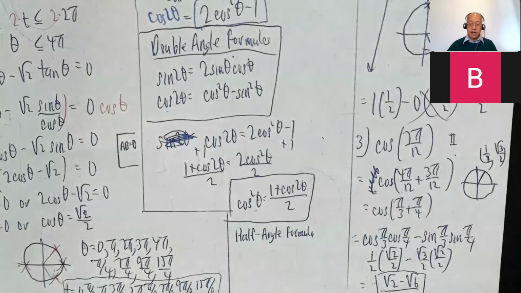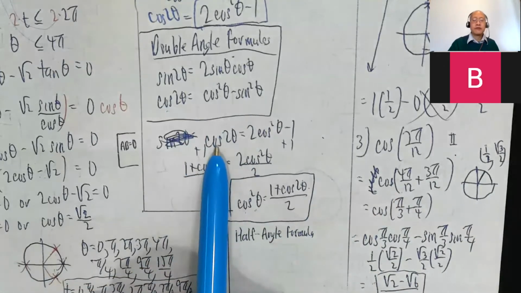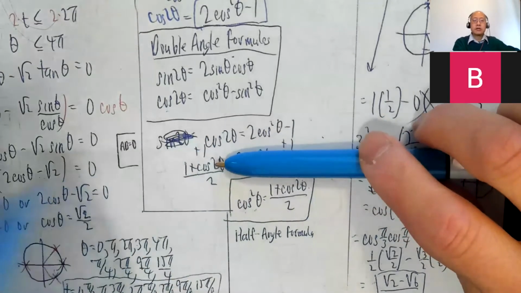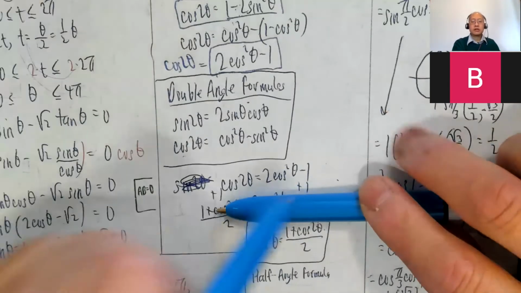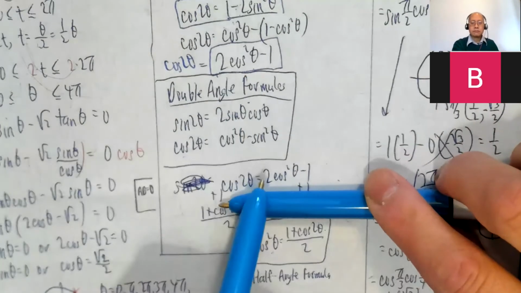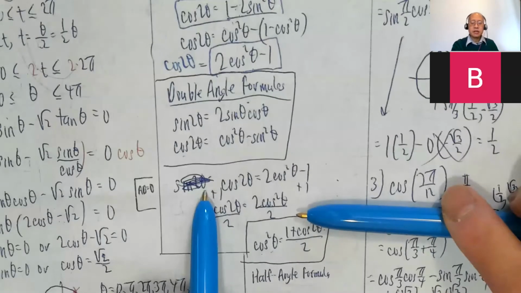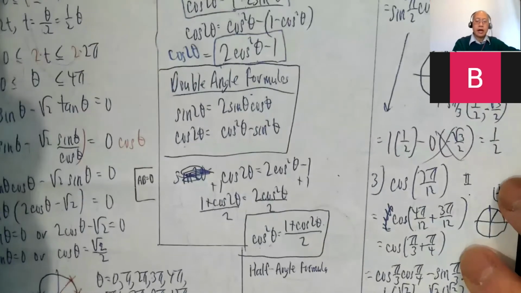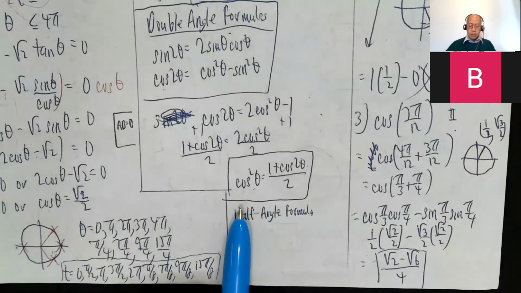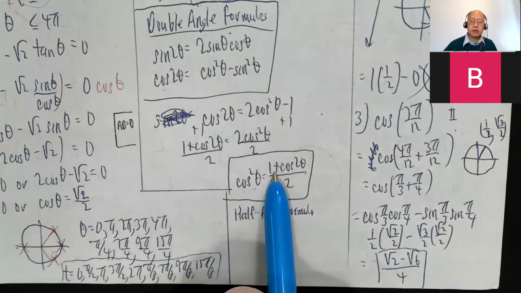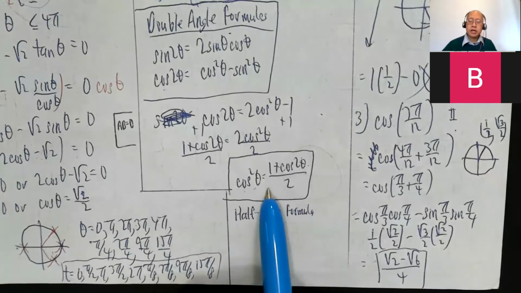Okay, now let's see variations of the formula for cosine squared. I do have cosine 2 theta is 2 cosine squared theta minus 1. If I add 1 to both sides and divide by 2, I have this formula, one of the so-called half angle formulas. So cosine squared of theta is 1 plus cosine 2 theta over 2. You will see this formula several times in your calculus, so get used to it.